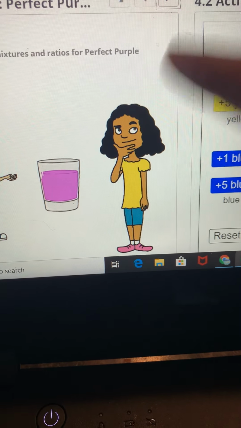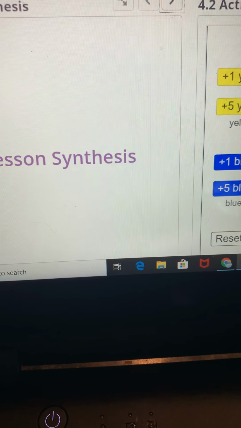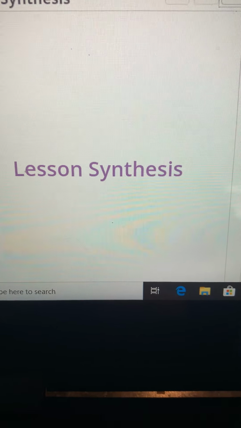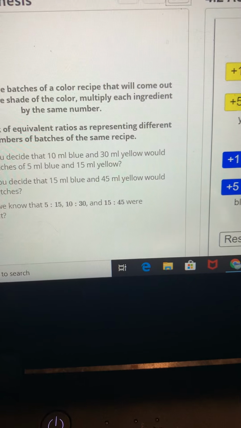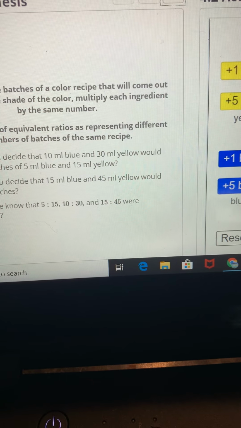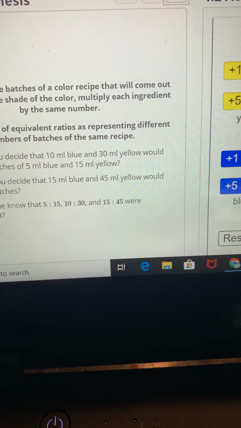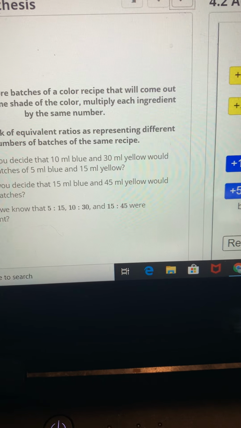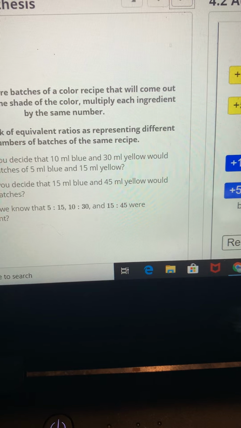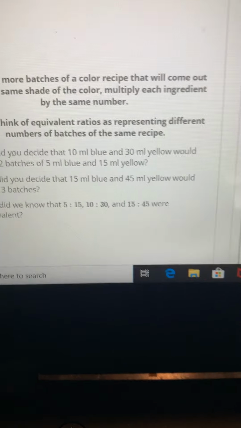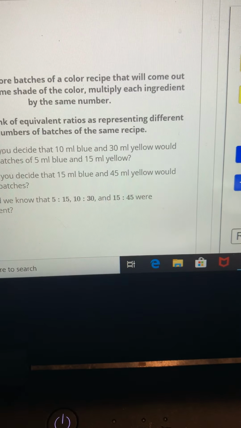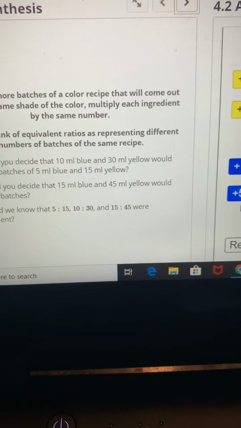And then let's share our ratios. We can't share with each other, but you could if you want to start a conversation on the lesson. You can do so. And then this is just more practice. Like, how do you decide that 2 milliliters blue and 30 milliliters yellow would make 2 batches? Well, is there equivalent ratios? And you multiply it times 2. So that's what you would be looking at to answer those questions.